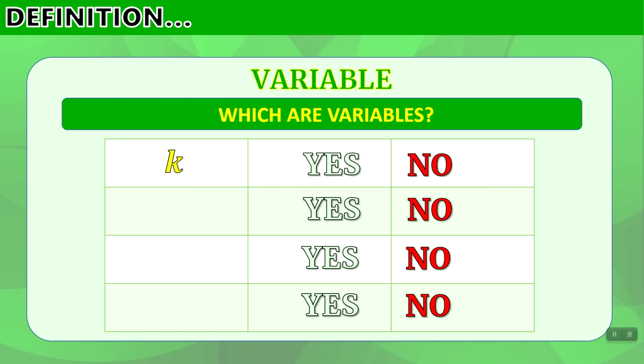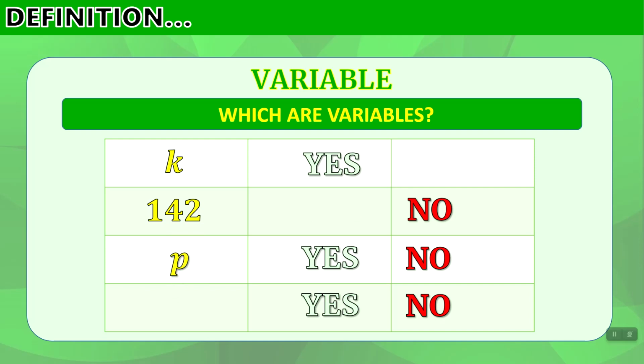K, is K a variable? Yes, it is a letter of the alphabet, and it can take on any value. We note that variables can vary, which means they can change, which means K can be 5, or K can be 6, or K can be whatever number I want it to be. 142, is that a variable? No, 142 is a number, which means it is a constant.